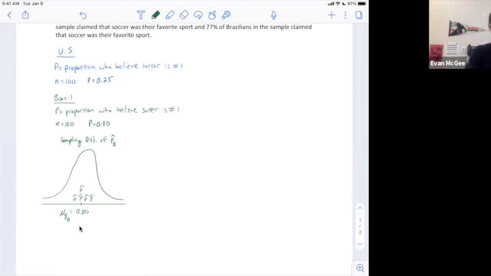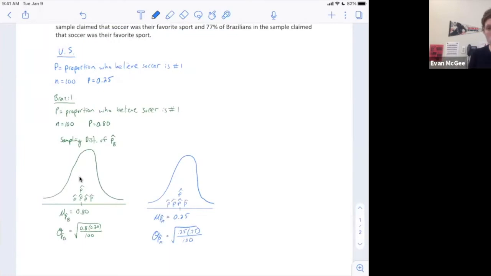And then the last thing I need to know is what's the expected spread or the variation? And we can figure that out by using the formula for the standard deviation of a sampling distribution. And this right here would be our expected spread of this sampling distribution. So now this is the sampling distribution of p hat for Brazil. We need to do the same thing for the US, and then we can make these comparisons.